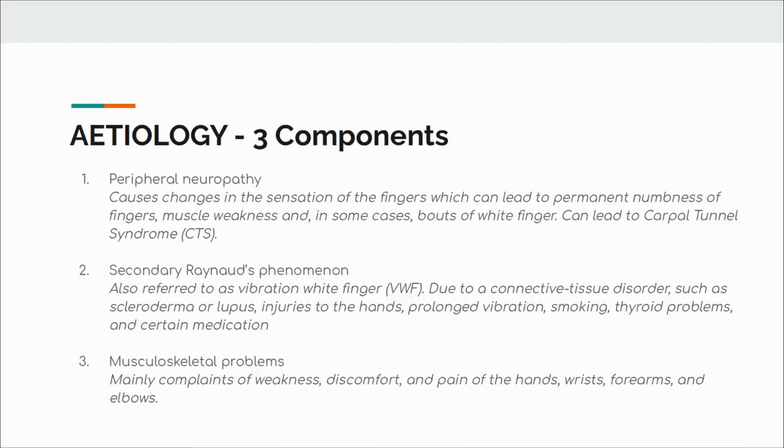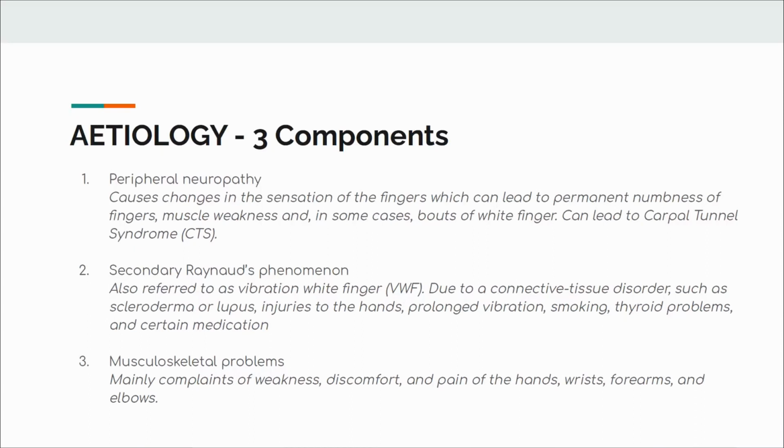Then the next one is from the musculoskeletal point of view. It is literally painful inflammation of the tendons, which could cause temporary neurosensory effects and definitely more of a permanent musculoskeletal disease or disorder.